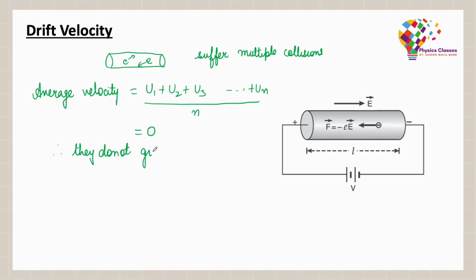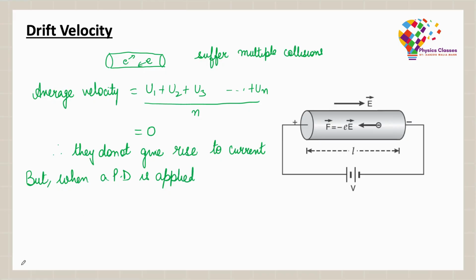Therefore, they do not give rise to current. But the very moment I apply a potential difference, that means the time when I apply a battery there, what happens is that these electrons all gain energy.